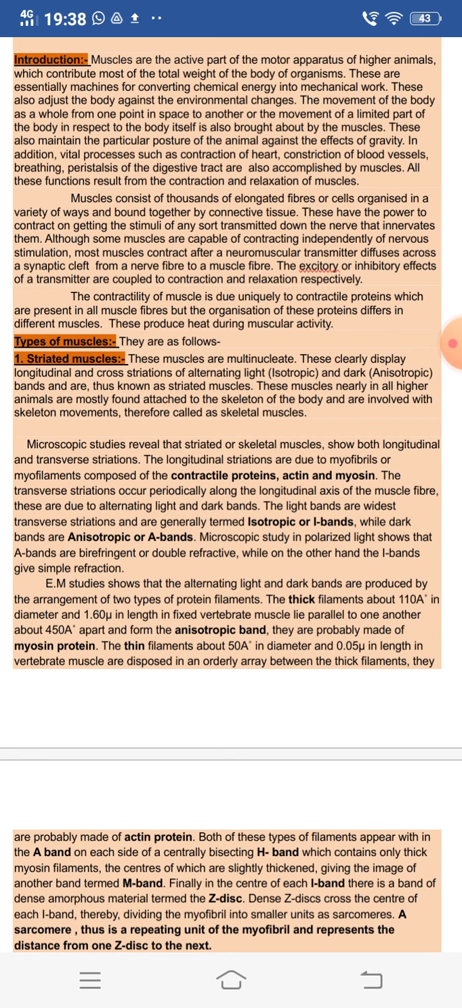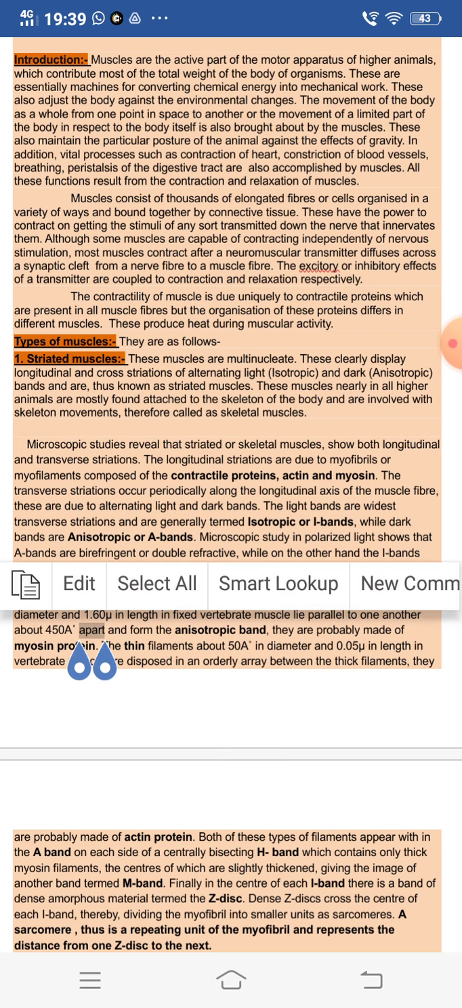These muscles are found lying around the bones or the skeletal body, we can say. So these muscles are multinucleated. These clearly display longitudinal and cross striations of alternating light isotropic and dark anisotropic bands and are thus known as striated muscles. These muscles, nearly in all higher animals, are mostly found attached to the skeleton of the body and are involved with the skeleton movements. Therefore, they are called the skeletal muscles.